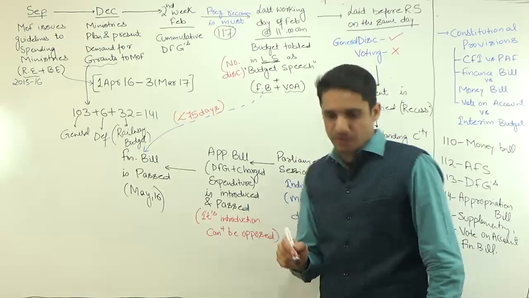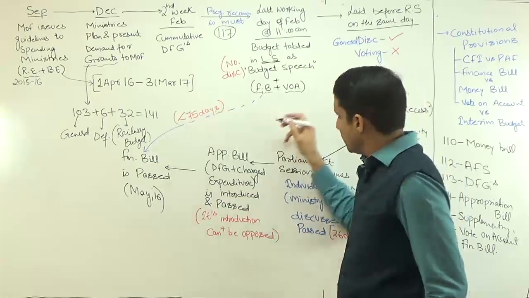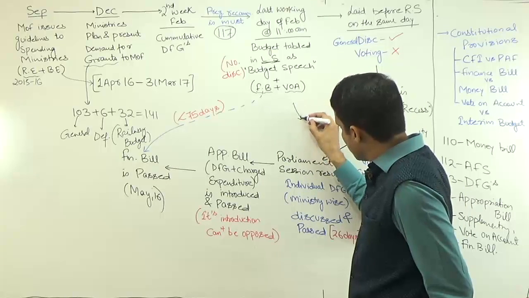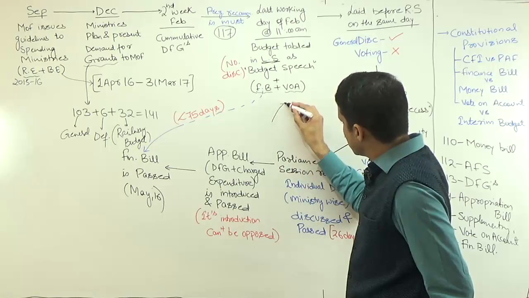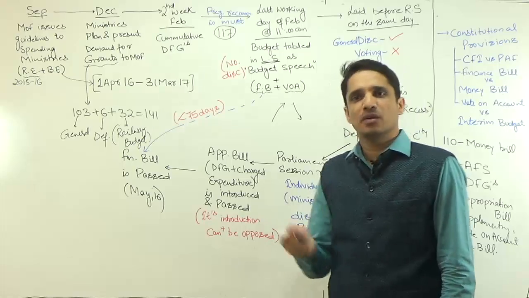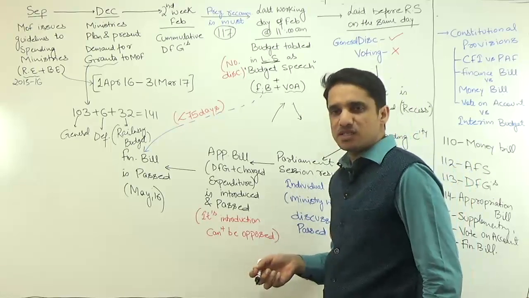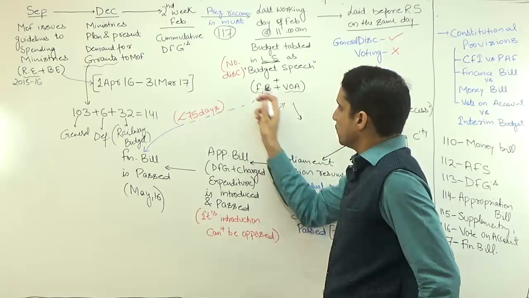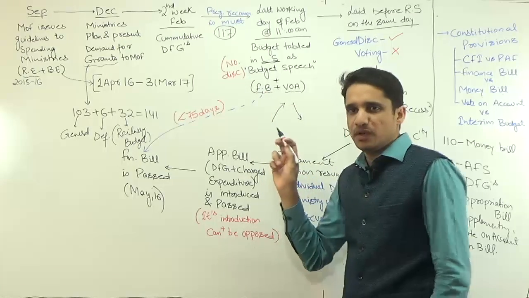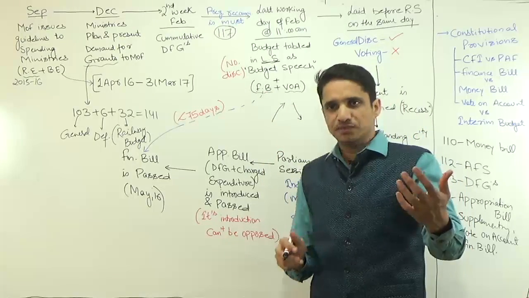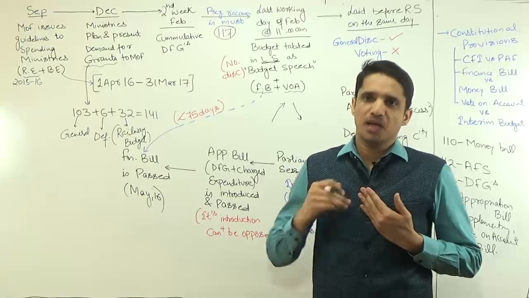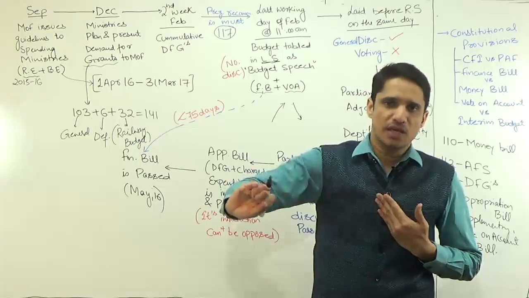The finance bill is being tabled. Just like the appropriation bill is related to the expenditure part, the finance bill is related to the receipt part. Government levies some types of taxes and all, so these tax-related provisions are mentioned in this finance bill. So the finance bill is related to the receipt part, and the appropriation bill is related to the expenditure part.